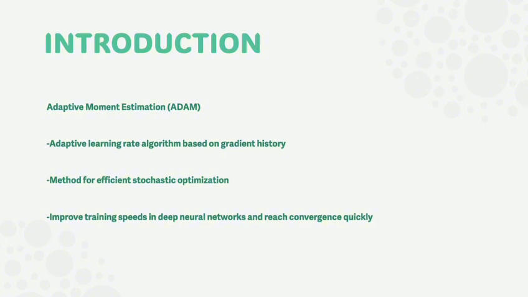And it is all about adapting the learning rate based on the gradient history, making it efficient for optimizing complex models. And by adjusting the learning rate dynamically, ADAM helps neural networks converge faster during training.